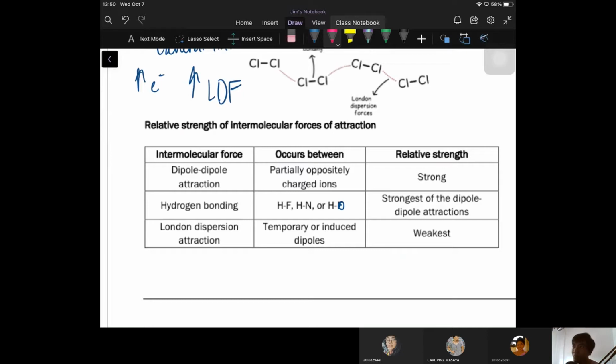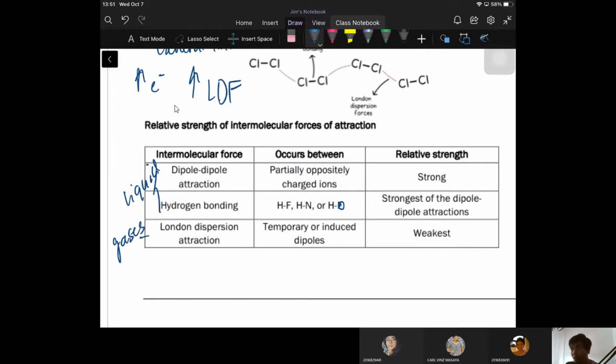Okay, so yun. Then the last one is the London dispersion forces. This happens when there is a temporary dipole or induced dipole. Mabilisan lang. So siya yung weakest na. So ano po nangyayari, no? Kapag meron tayong dipole-dipole and hydrogen bonding, most of the time sila ay liquid, no? Ito usually gases, most of the time.